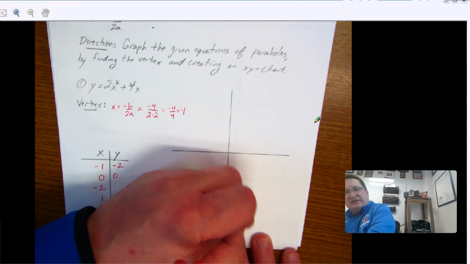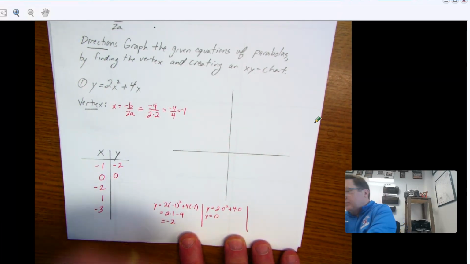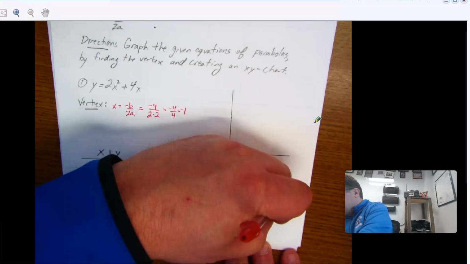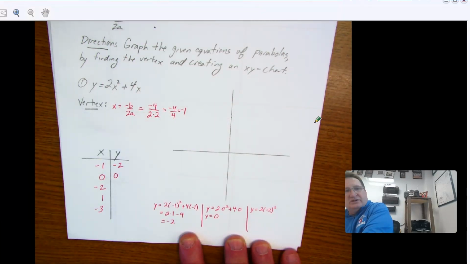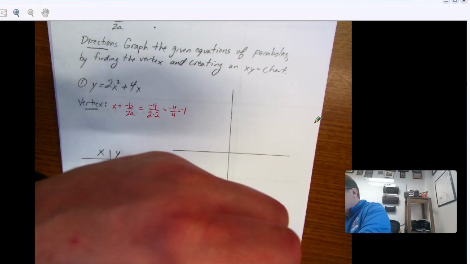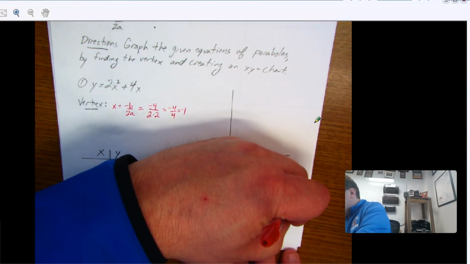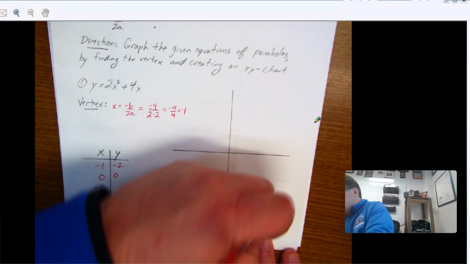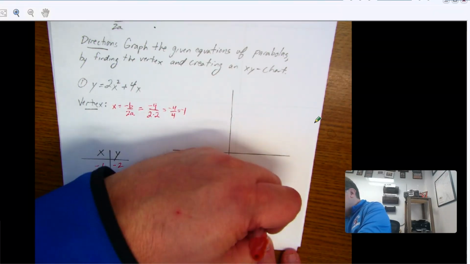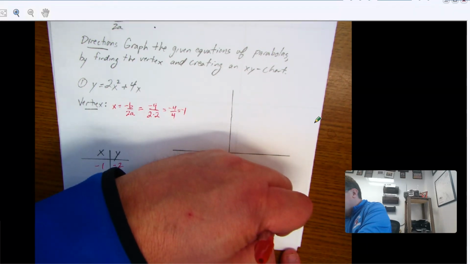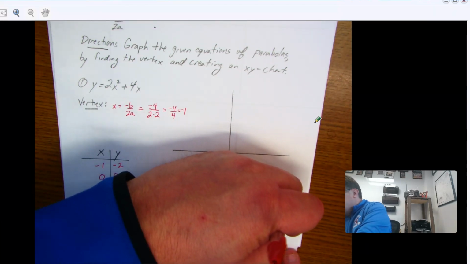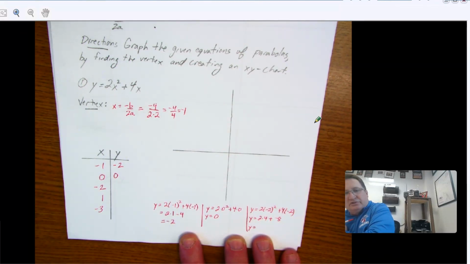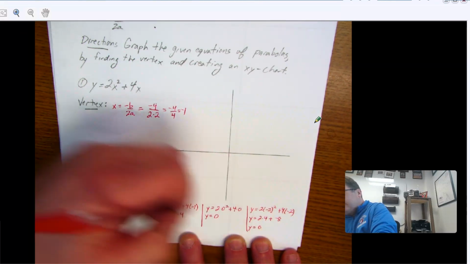If we plug in a negative 2, we'll have y equals 2 times negative 2 squared plus 4 times negative 2. So 2 times negative 2 squared is 2 times 4. Negative 2 squared is 4. 4 times negative 2 is negative 8. And so this is 2 times 4 plus negative 8. Well, that ends up to be 0.